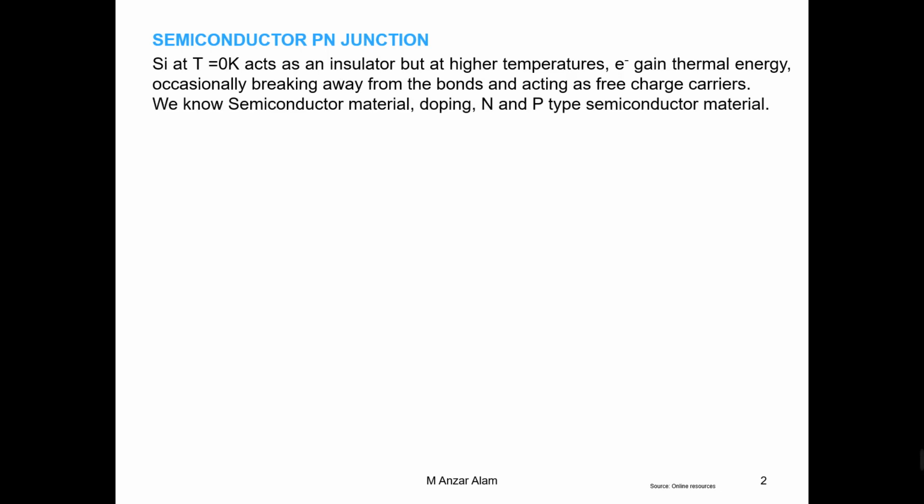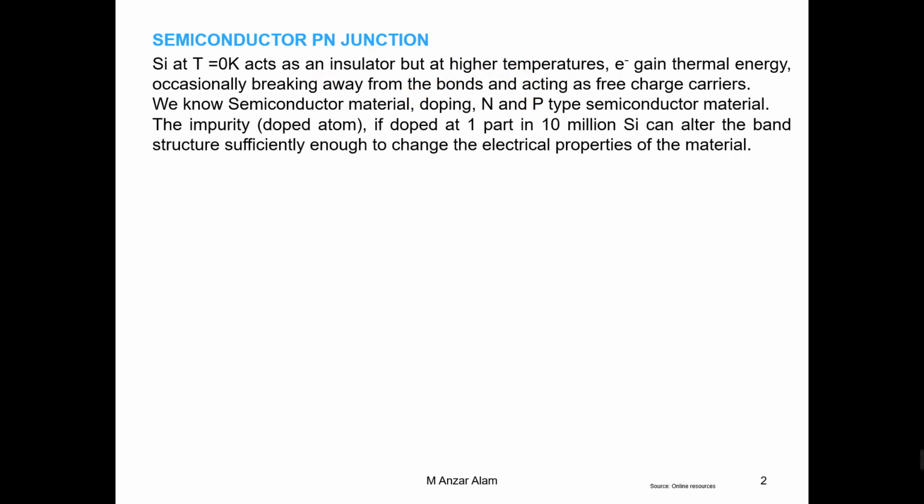So let's see. We know semiconductor material doping. We know what we have done so far. I think this is the review of the previous class. We know semiconductor material, how it is obtained. We know the doping process. We know the N and P type semiconductor material so far. The impurity, the doped atom. Impure atom is basically the dopant atom.